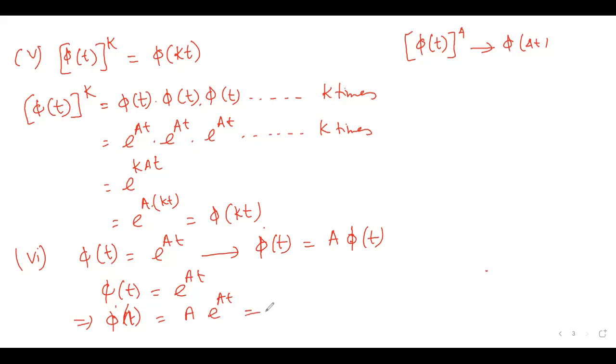This property will be required if you want to calculate the state transition matrix for higher order systems. This property is extremely useful. So now it is a into phi t, e to the power at means phi t. So that means phi dot t is equal to a into phi t.